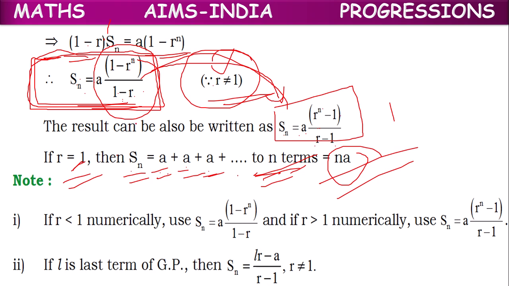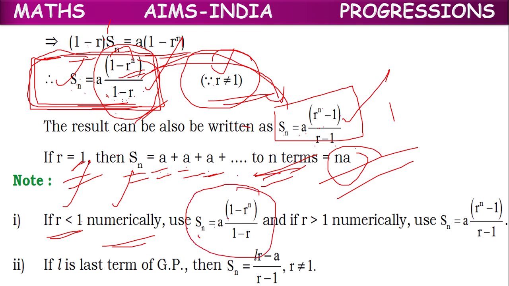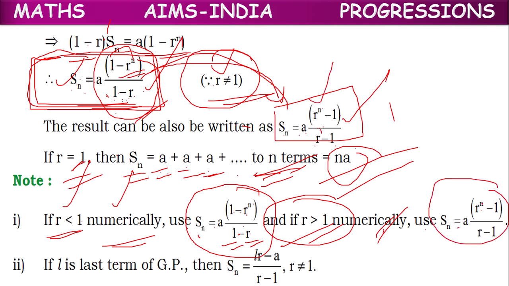But these two equations, when we should use which equation, there is a slight difference. We can make use of this equation when the R value is less than 1. When R is less than 1, numerically, we can make use of this formula: Sn equal to A into 1 minus R power n by 1 minus R, because here R is less than 1, so 1 will come first. If R is greater than 1 numerically, then we have to make use of this formula: Sn equal to A into R power n minus 1 by R minus 1. R will come first.